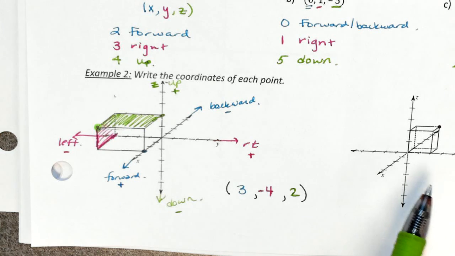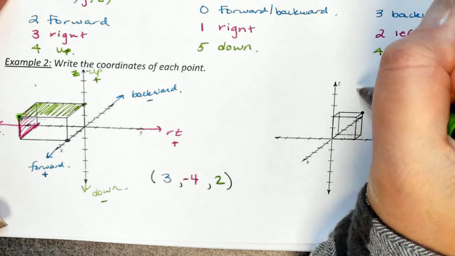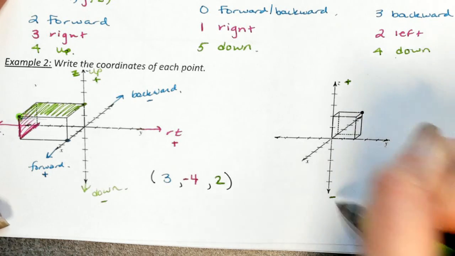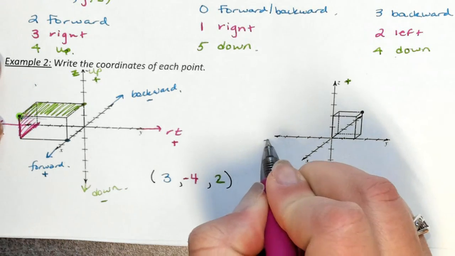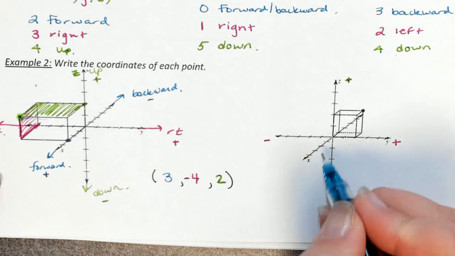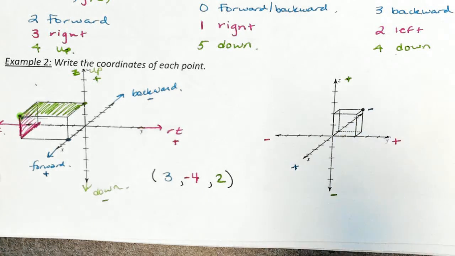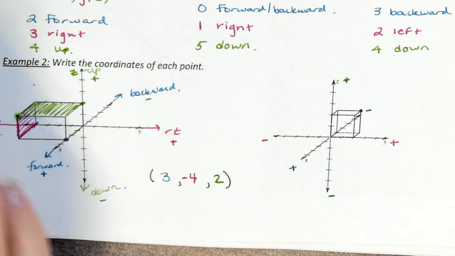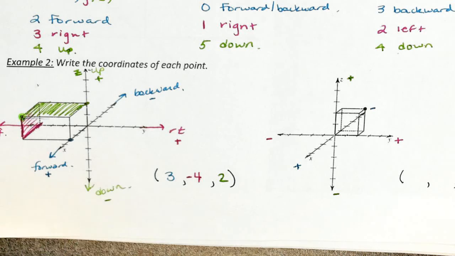Try and do this next one on your own. We'll label it. Your z is already labeled, but remember, up is positive, down is negative. Your y is labeled, but this way is negative, this way is positive. Your x has a label. This way is positive, this way is negative. So try to figure out what would your coordinate be. X, comma, y, comma, z.